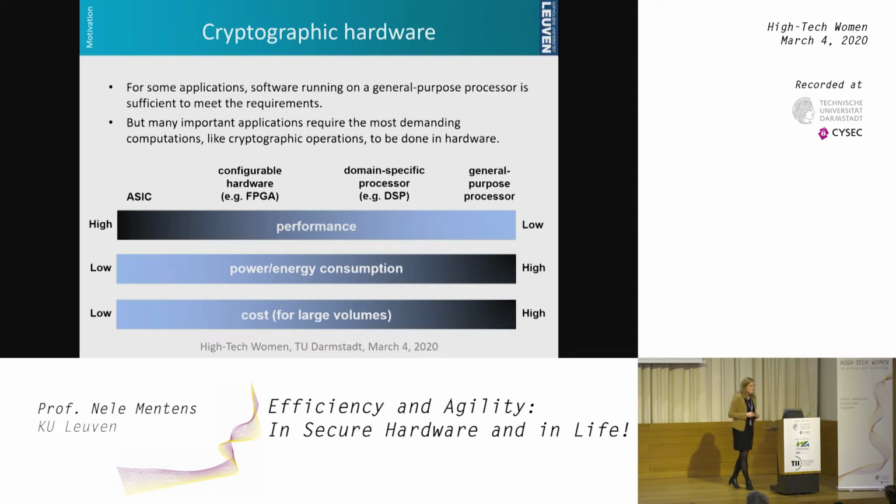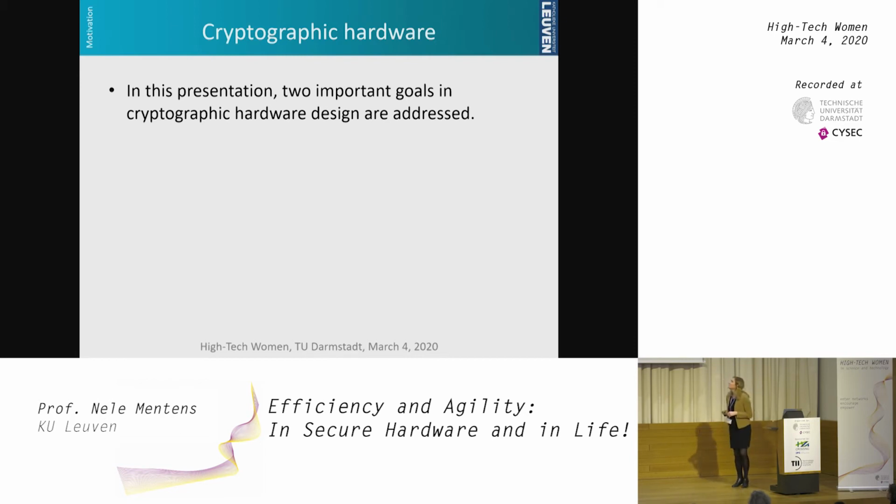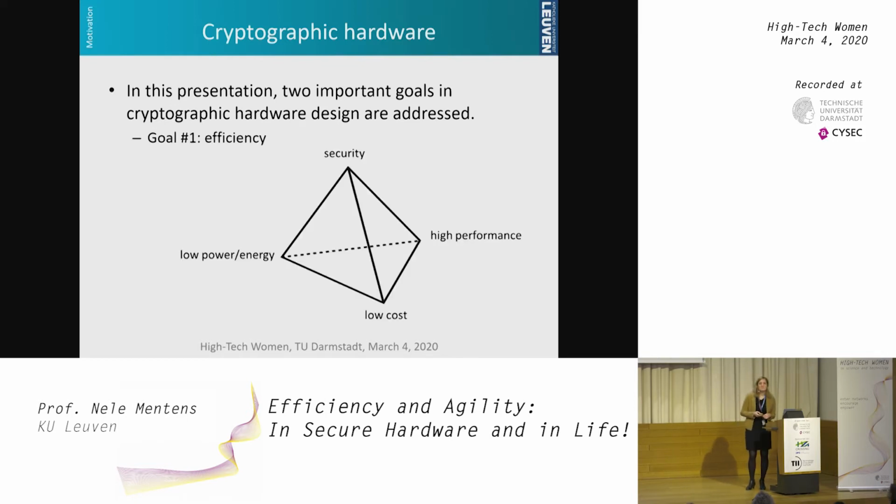The research that we do concentrates on this part. So we look at fixed chips, ASICs, but also at configurable chips, field programmable gate arrays, or FPGAs. This is the focus of our research. More specifically, in this presentation, I will concentrate on two important goals in cryptographic hardware design. The first one is, like the title already said, efficiency. What do I mean with efficiency? It depends on the application. For one application, efficiency means high performance. For another application, it means low energy, low power. And for another application, low cost. And we have to achieve this while having a very high security level.